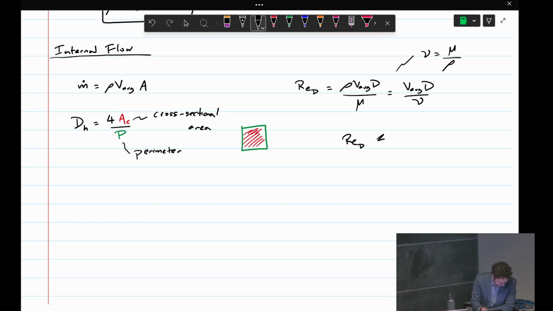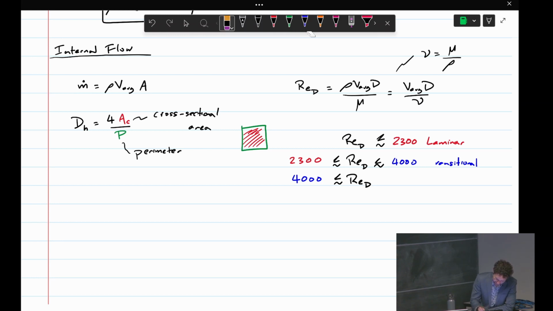So Reynolds number based on diameter, less than about 2300 is laminar. It's between 2300 and about 4000. That's called transitional. If it's above 4000, then we can assume, sorry, I mixed up my color coding. If it's above 4000, then we can assume it's turbulent, fully turbulent.